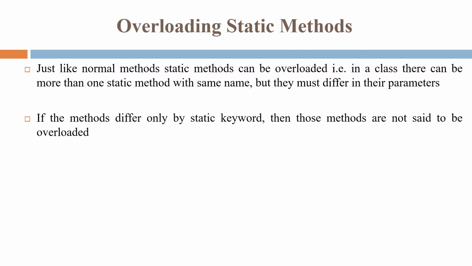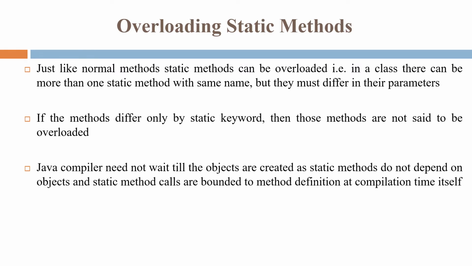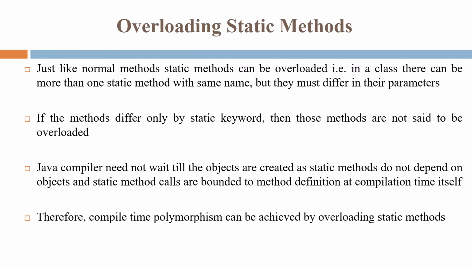One important thing is, if the methods differ only by static keyword, then those methods are not said to be overloaded. And static methods are class methods, so the Java compiler need not wait till the creation of objects, and the method calls are bound to method definition at the compilation time itself. Therefore static polymorphism or compile time polymorphism can be achieved by overloading static methods.